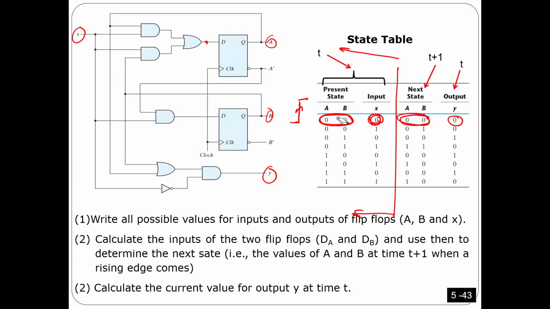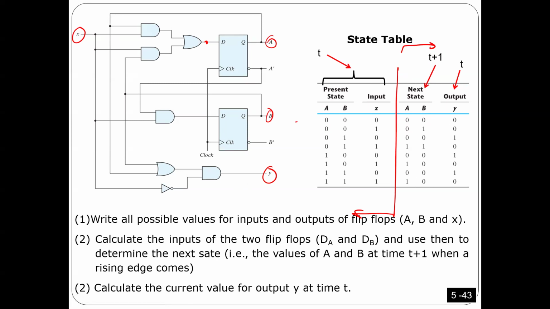But for example, if I'm in state 0, 0 but X is 1, the next state when the clock comes will be 0, 1. So now the question, I'm just explaining the meaning of this table, but now I want to explain, and that's what you have to do: you need to calculate this part. So how can you calculate this part?